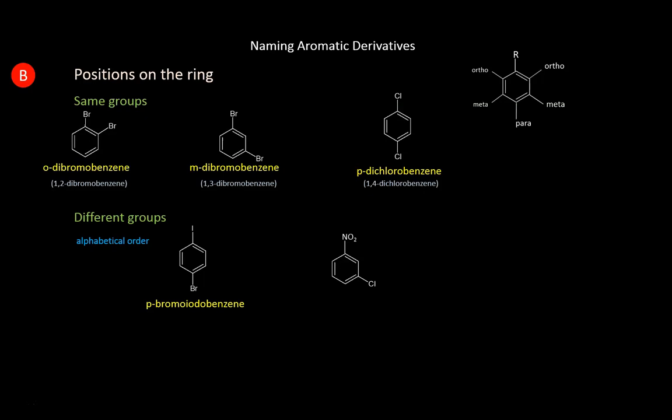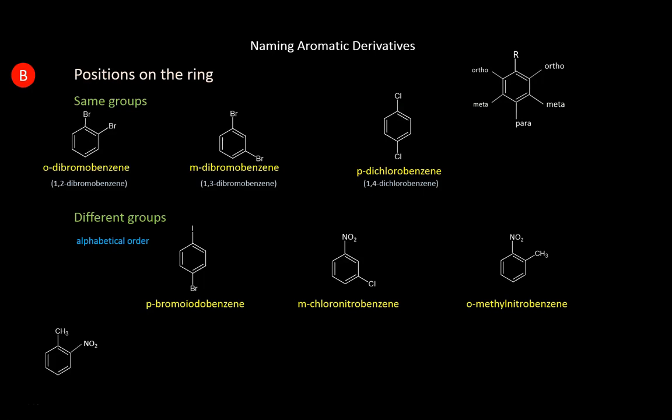Chlorine comes first. It is meta to nitro, so this would be meta-chloronitrobenzene. How would you name this one? We have methyl and nitro in the ortho position to each other. Methyl comes before nitro, so we would name it ortho-methylnitrobenzene.